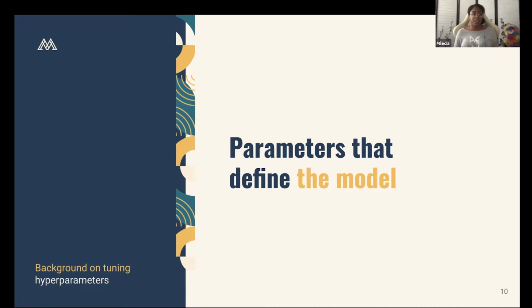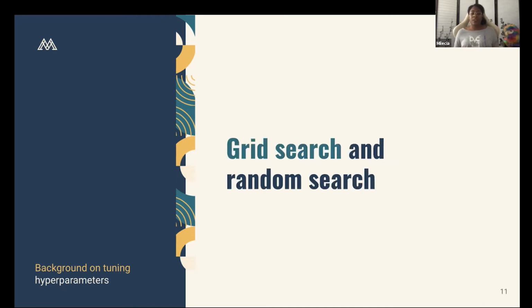Maybe you have some kind of learning rate that you need to play around with, or you have a momentum that you want to try different values for. So these are the hyperparameters that I'm talking about. And a couple of common methods used for hyperparameter tuning are grid search and random search.